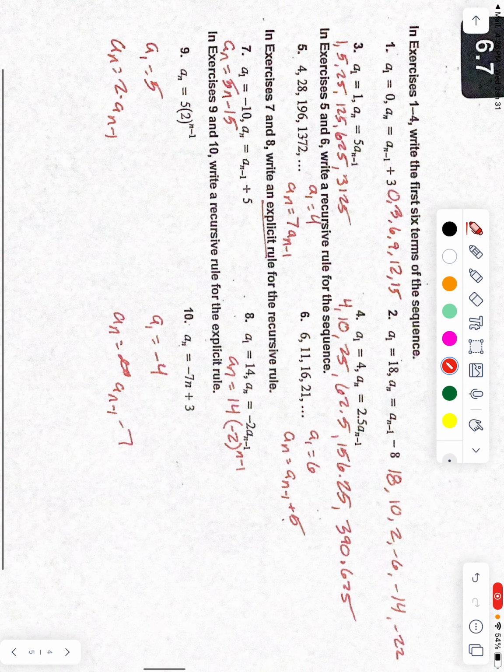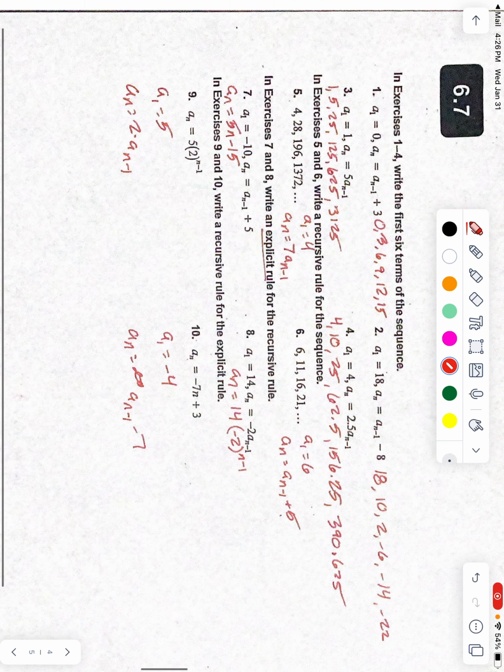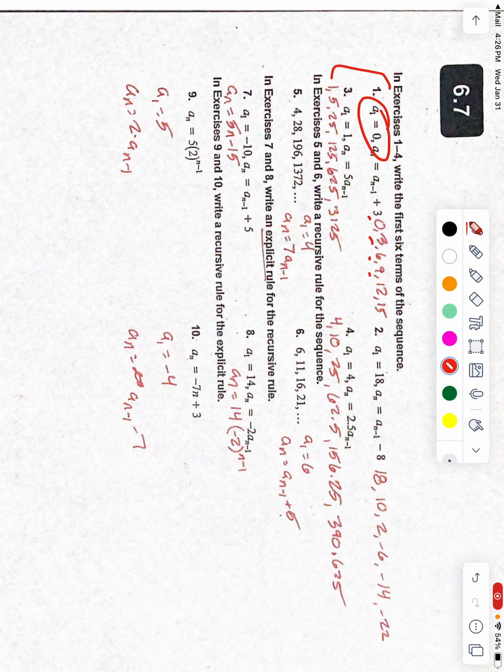All right, almost done. Give the first 6 terms. Remember, they always give you the first term. So they give you the first, you really need to find the next 5. They tell me I'm adding 3 here every time. Subtracting 8, multiplying by 5, multiplying by 2.5. Those should be calculator problems. Put in the first term, apply what's happening, keep applying what's happening.